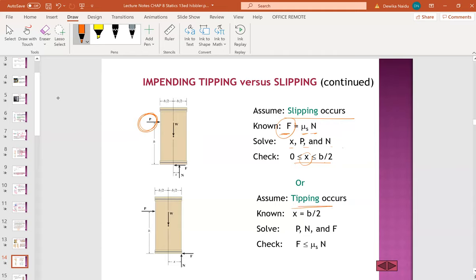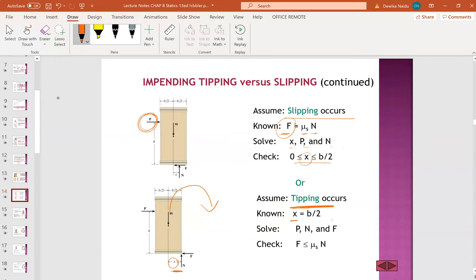Whereas tipping will occur if the x value is greater than b over 2. That's why they say if x equals b over 2 or greater, then you will get the tipping, and the block will fall off. So that's how things work.